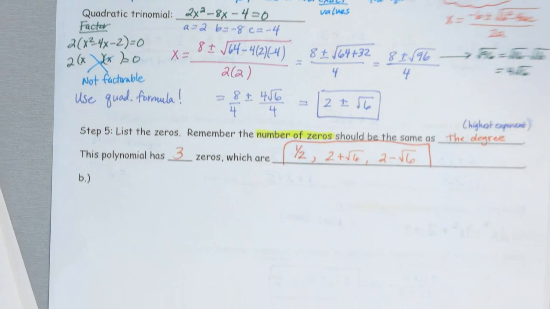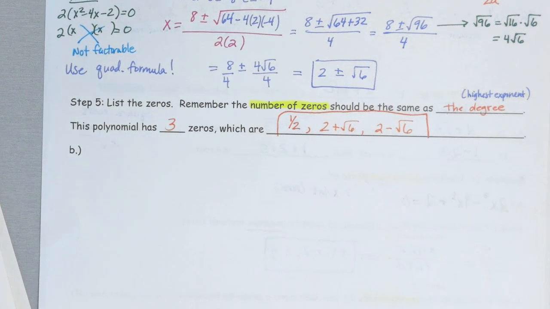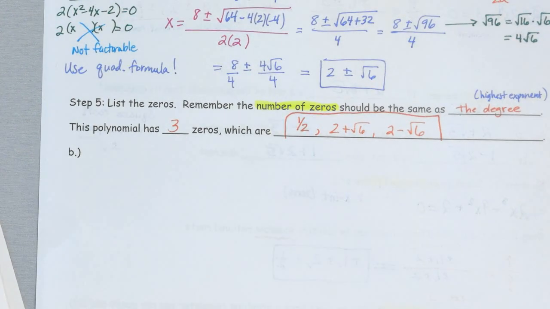Okay, and I do like to write them out when we're doing this, since we do want to make sure that the 3 corresponds with the 3.